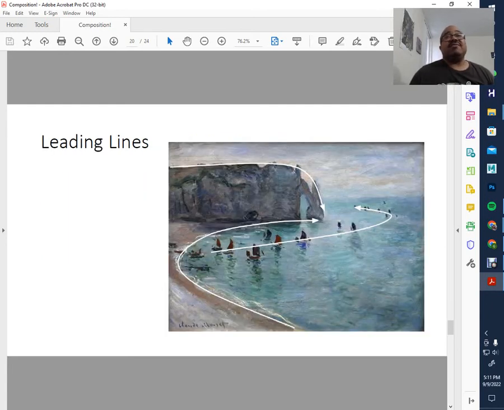So you can see even in here, I think this is a Monet. I think that's what that says. You can see how the line of the beach draws you around. The repetition of the boats leads you around, and even the rock formation leads you. And so all those leading lines are drawing you to look around the image and move through the space in a relatively organized way.